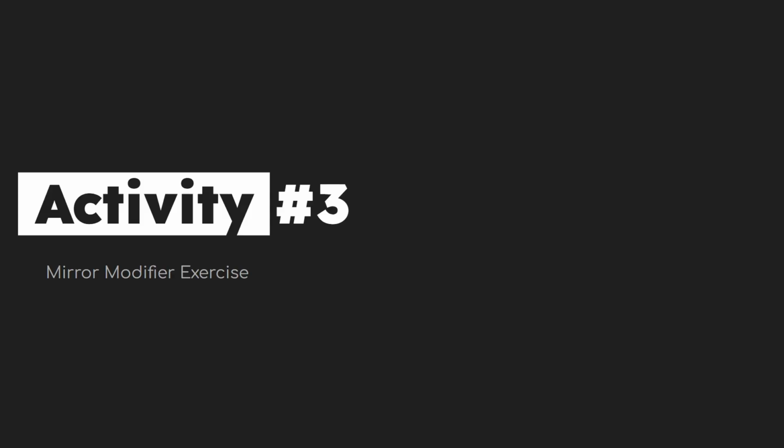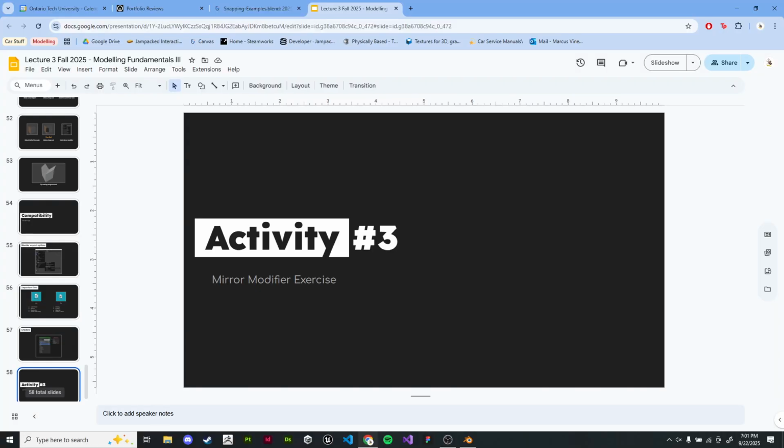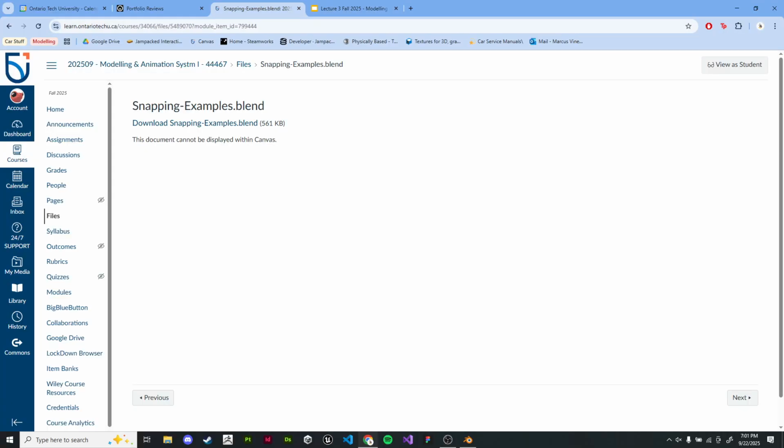Last and finally not least, activity number 3. So activity for this week is going to be a mirror modifier exercise. I want you to pick a prop, explore finding lines of symmetry in that prop, and building something. So if I quickly open this up.